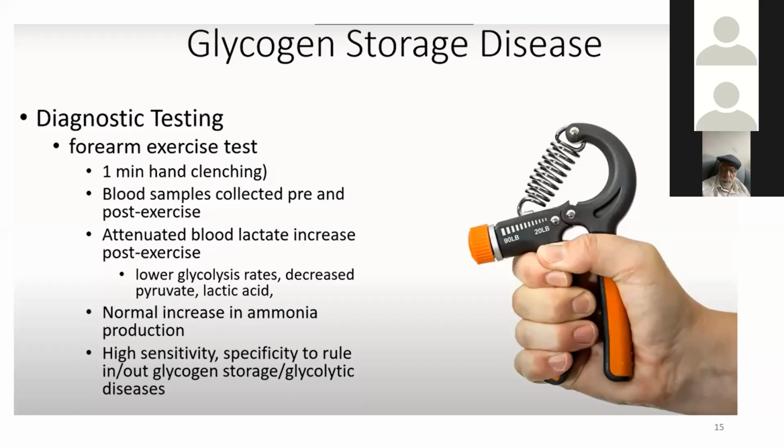Decreased pyruvate, lower glycolysis rate, normal increase in ammonia production. It is highly sensitive and highly specific to rule glycogen storage disease in or out. This is called a screening test if you suspect from the history a glycogen storage disease. When you suspect the patient had hypoglycemia, has pain, muscle weakness initially at the first minutes of exercise, this characterizes glycogen storage disease.